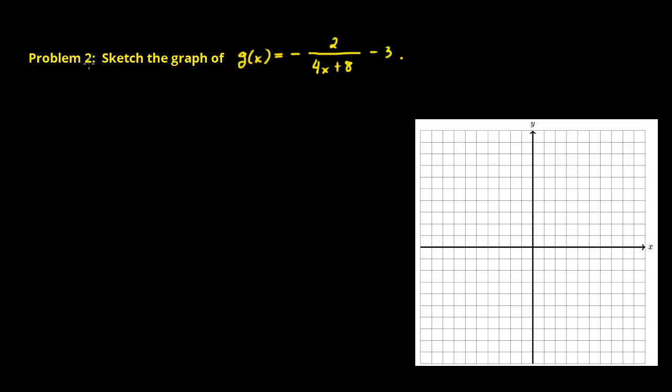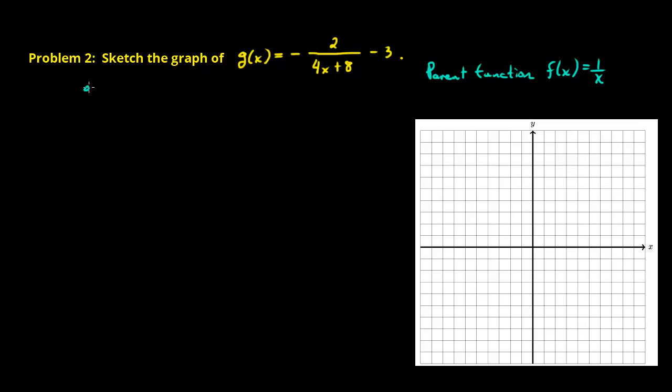Hi everyone, in this video we're going to look at another example where we're told to sketch the graph of g of x. And the first thing that we're going to do is identify the parent function. So it's quite obvious here that the parent function is f of x is equal to 1 over x.